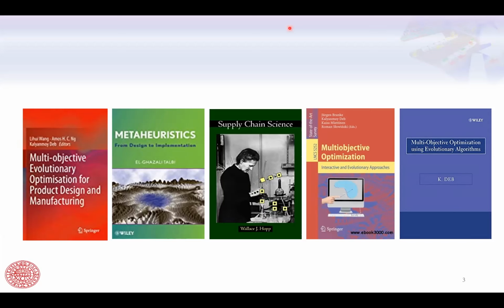Now I'm pointing at here, you see the name Kalyanmoy Deb. And then if you come to here, you also see his name here. And then if you go to the book here, you will also see Kalyanmoy Deb. So he is a very well-known professor.